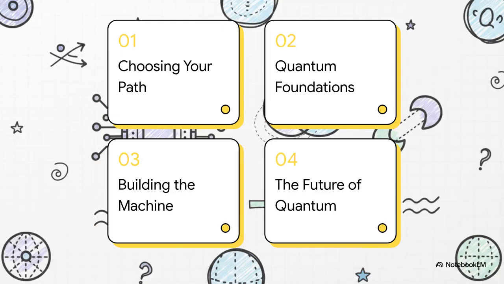So here's our map for today. We'll start with a handful of sand, then look at choosing your quantum path. From there, we'll hit the foundations of the quantum world, followed by the essentials of building the machine, and finally, we'll look at the future of quantum.